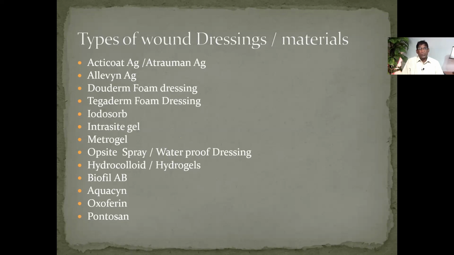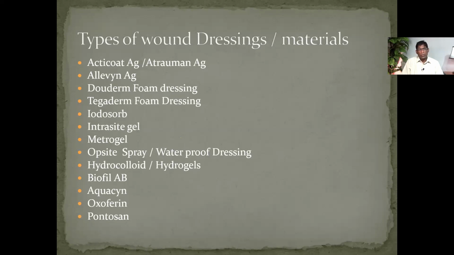Then Alavin silver, where again the silver is there. Alavin is more of a foam dressing which absorbs fluids, and it is better where there is a lot of oozing, because Acticoat is not that good when there is a lot of oozing, as it tends to separate from the wound. If you are putting Acticoat on an oozing wound, you may put another absorbent layer on top of it and change it frequently.